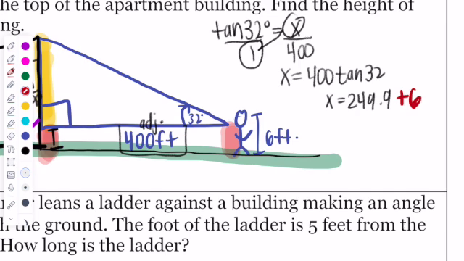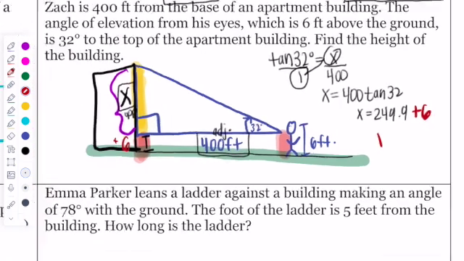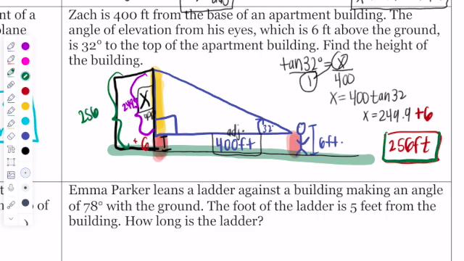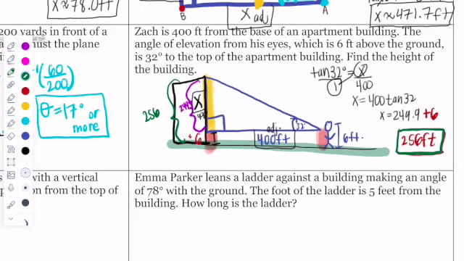And we get about, when you round it, about 256 feet. Ultimately that is what the building is going to be. So overall, 256 feet tall. Because this little portion was 249.9, and then the 249.9 plus the 6, ultimately the whole thing became a height of about 256. 256 is how tall that building stood, because we had to add Zach's height.